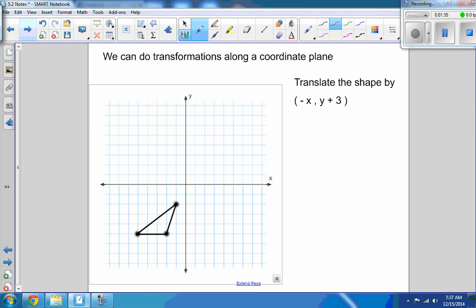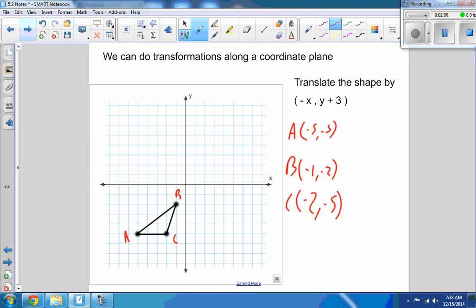So let's do this transformation. A, B, C. Now, it's an interesting transformation. Look, negative x comma y plus 3. So I'm actually going to write down what my coordinates are. So A is negative 5, negative 5. B is negative 1, negative 2. C is negative 2, negative 5.